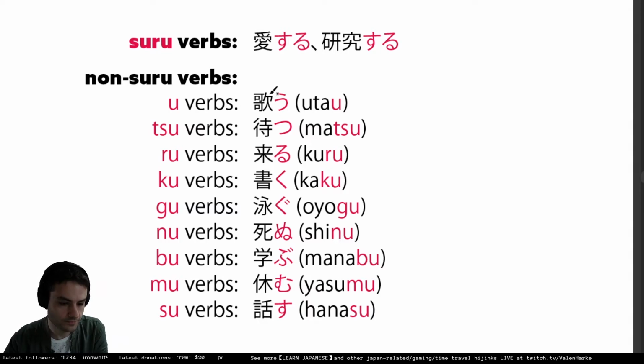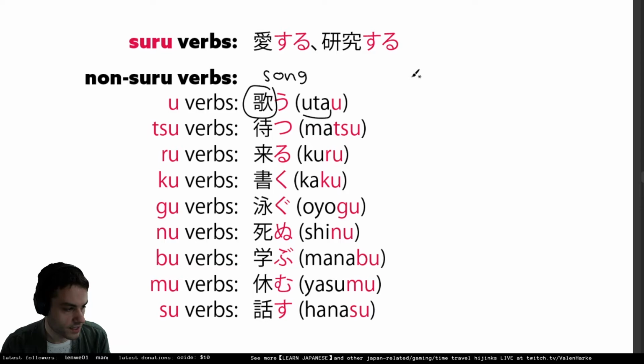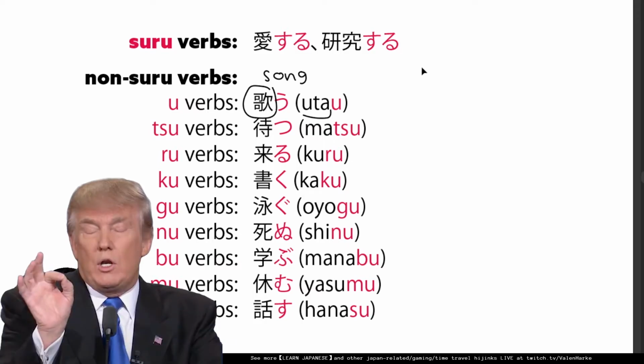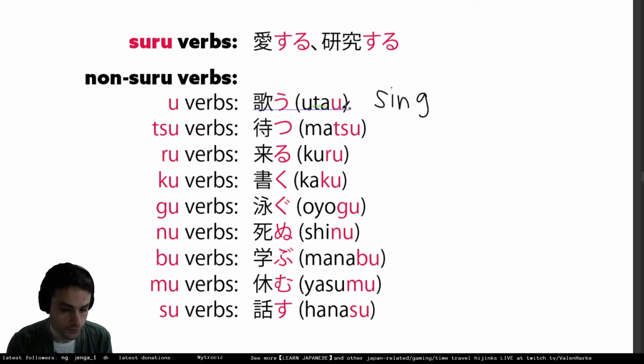For example, if we took this character here, which would be pronounced uta, and you can even see it right there. What is uta? Uta is song. Can I say uta suru and turn it into sing? No. Wrong. Very bad words. You know what you would say? You would say utau. Why am I doing this with a mouse when I have a pen right in my hand? Sing. Utau. Okay?